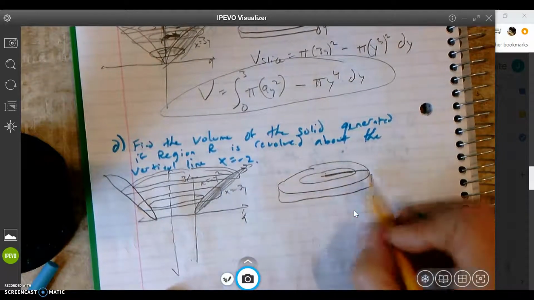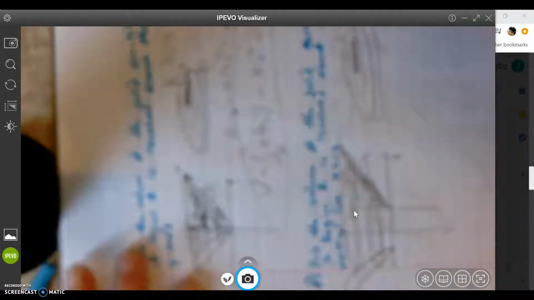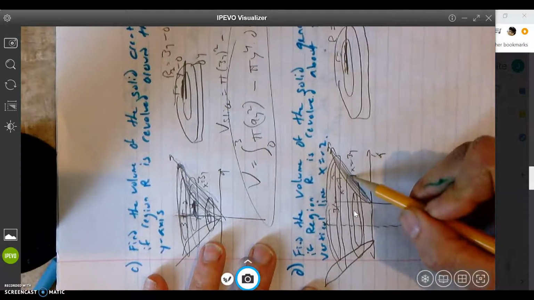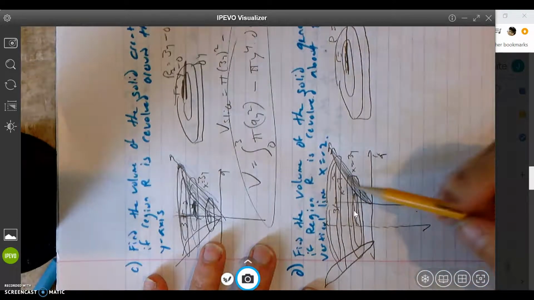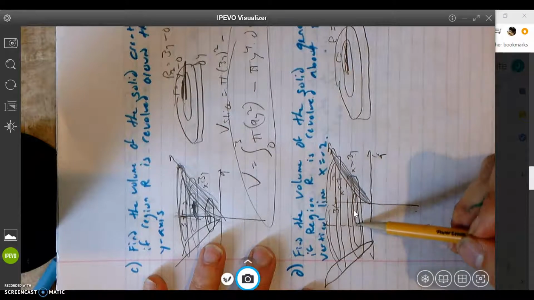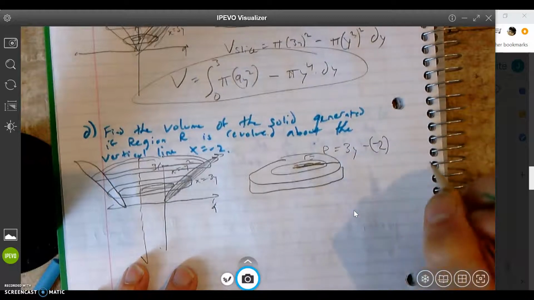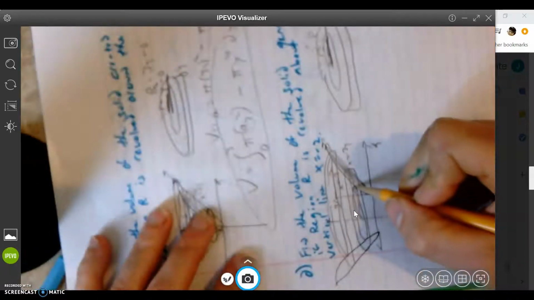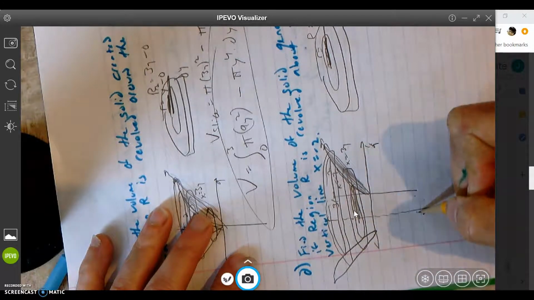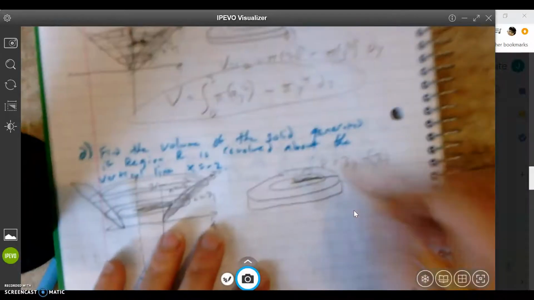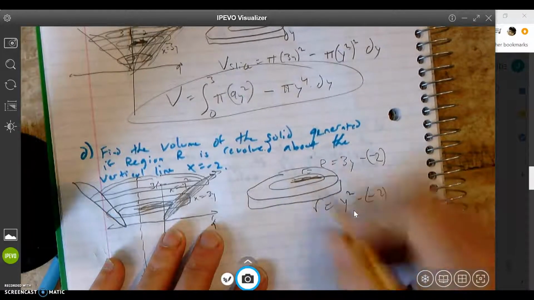So this is the big R, and this is the small r. We're cutting out. So big R, turn it this way. Big R is going to be from the line to this line. This is the big radius right here. So that's going to be 3y minus -2. The little r, little radius, is going to be the curve to the line x equals -2. So little r is going to be y squared minus -2. And then this is dy.